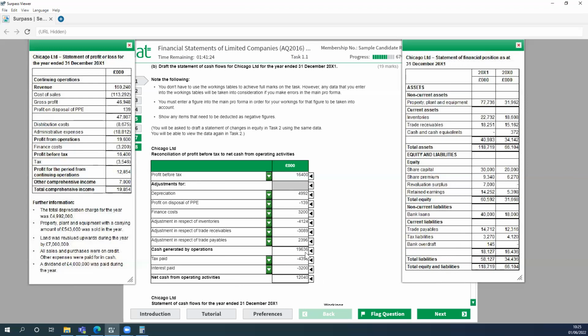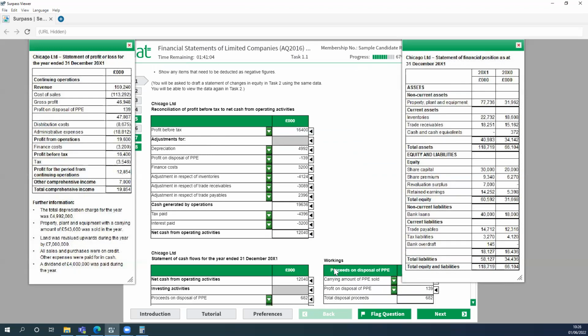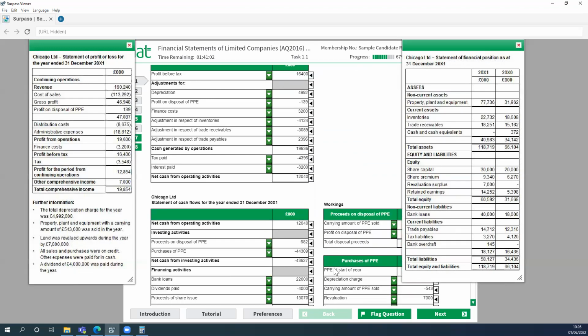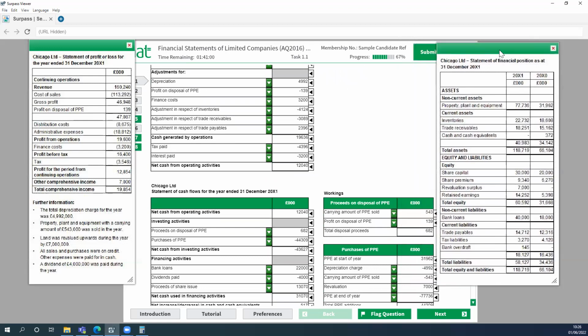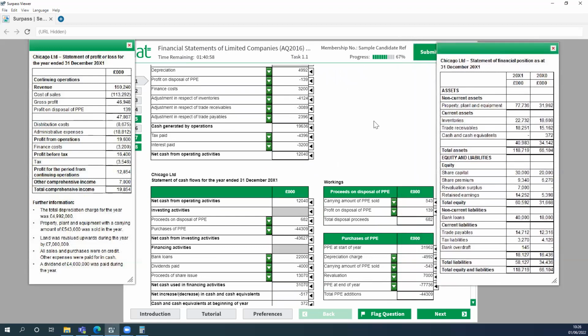So 19,636 minus the tax paid, which is 4,396. The interest paid is minus 3,200. Which gives you a net cash from operating activities of 12,040. So we're going to take that figure and take it to the statement of cash flows. Okay, just move this out of the way for you. So that's where we're starting off.